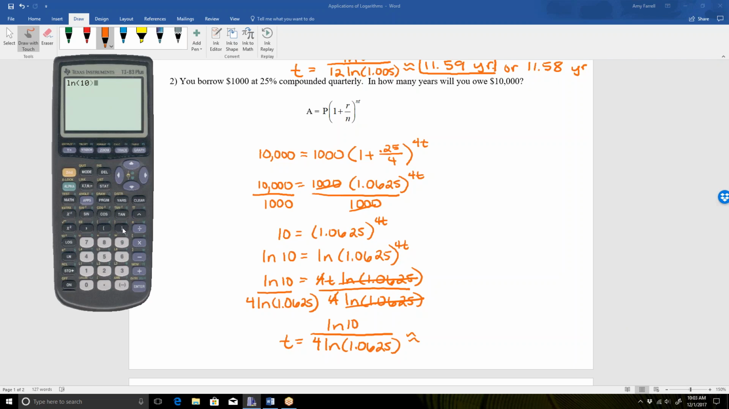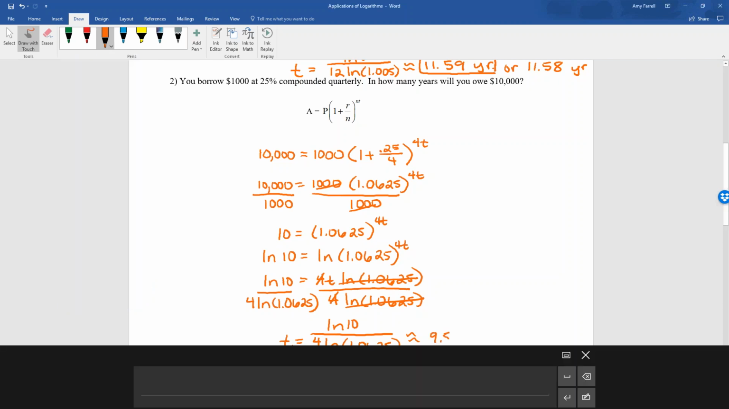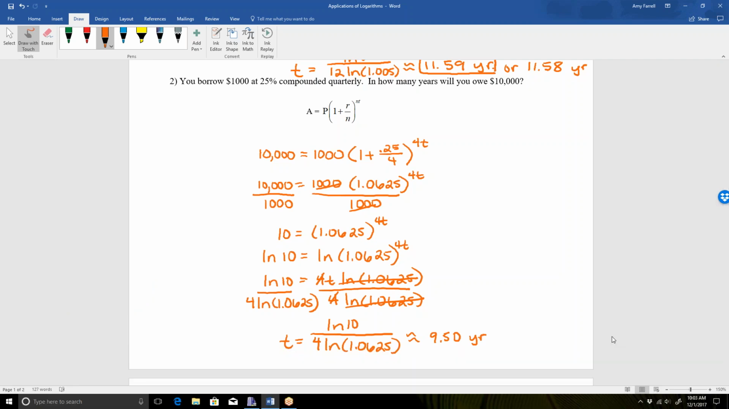So natural log 10 divided by, I'm going to put my denominator in parentheses. And it looks like it's going to take 9.50 years if we round to 2 decimal places. So in about 9.5 years, the $1,000 that you borrowed, you're going to owe back $10,000. Now this is assuming you make no payments for 9.5 years. So you would owe back 10 times what you borrowed, but you haven't paid anything in 9.5 years.